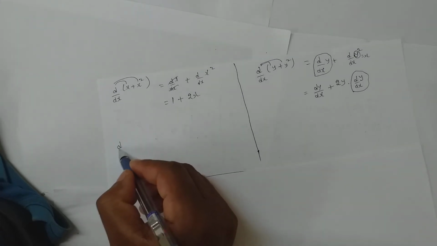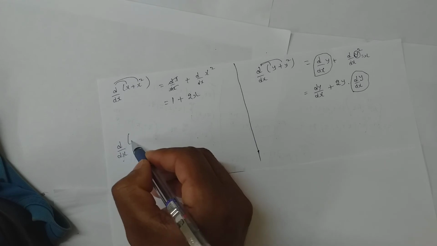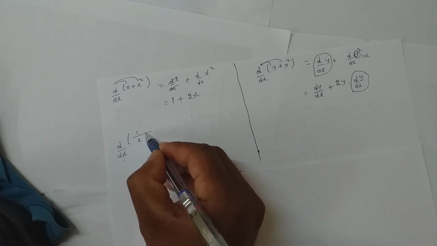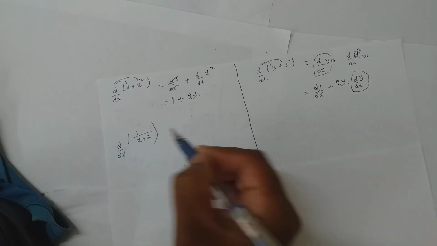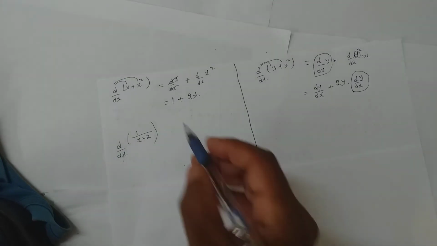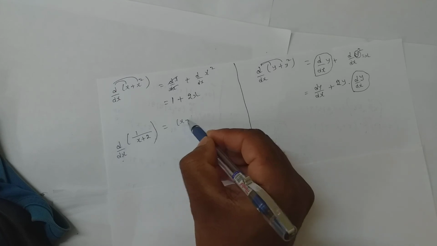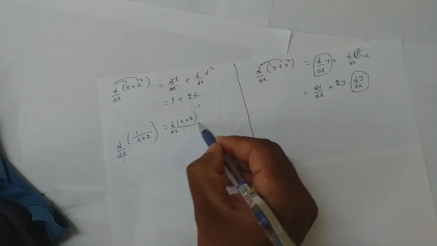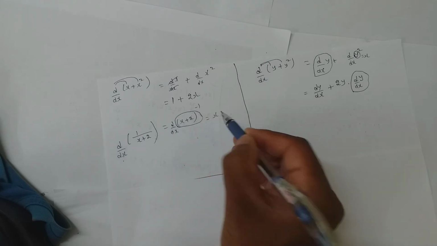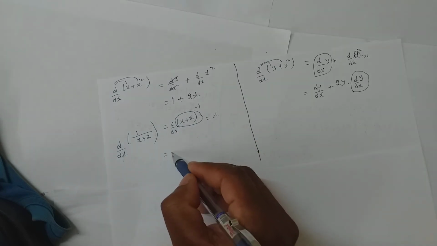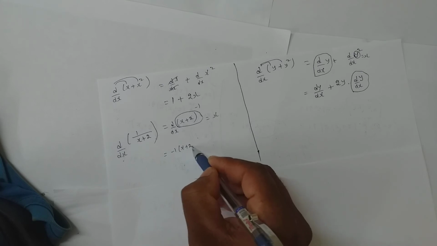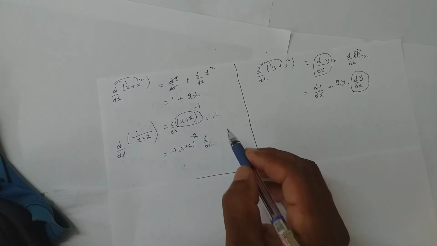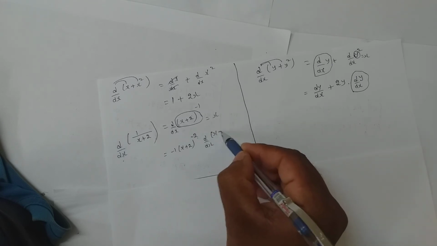Now, if there is some other example, let us say 1 by x plus 2. Again, this directly you cannot differentiate, so this goes up. So it is x plus 2 power minus 1. D by dx of this you want to find out. So you will assume this to be x. So it is of the form x power minus 1. Minus 1 into x plus 2 power minus 2 into d by dx of whatever you have assumed in place of x.